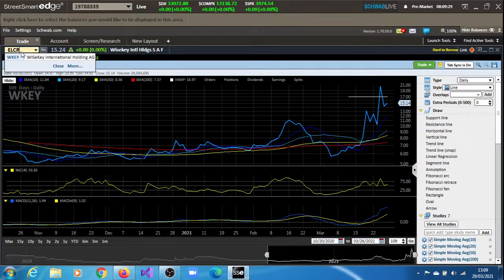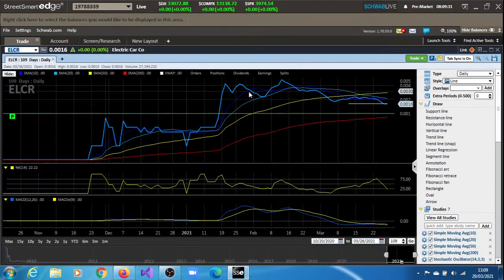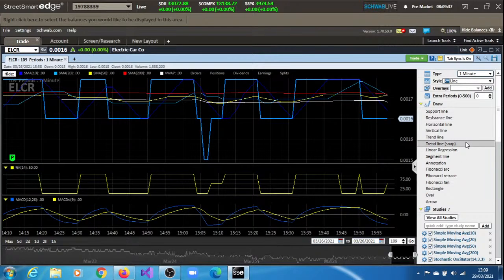Let's have a look. Electric Car Co. This is the daily chart, so let's look at the one-day chart. May not be active at the moment. So you can see this is where it closed at the end of the last trading session, which was on the 26th. It was also trading at a discount to all of its short-term trend lines.